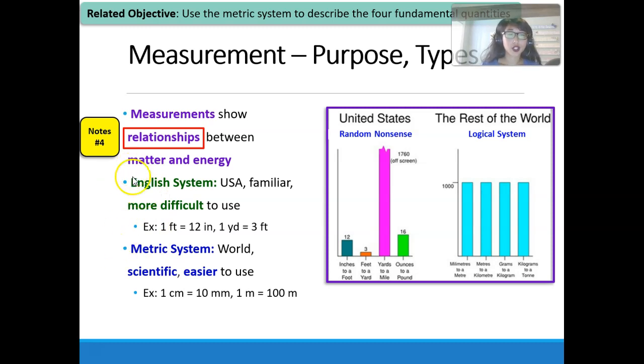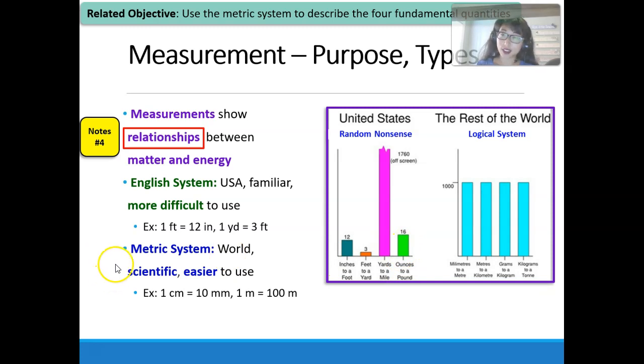Okay, so there are two different systems that we'll talk about. The first is the English system, which is the system that most people in the USA use. It is pretty familiar, but it is more difficult to use because it's kind of like random nonsense. All right, so for example, 1 foot in the United States is 12 inches, which is a completely random number. 1 yard is 3 feet, which is also a completely random number. Again, you can see right here, it's kind of random nonsense.